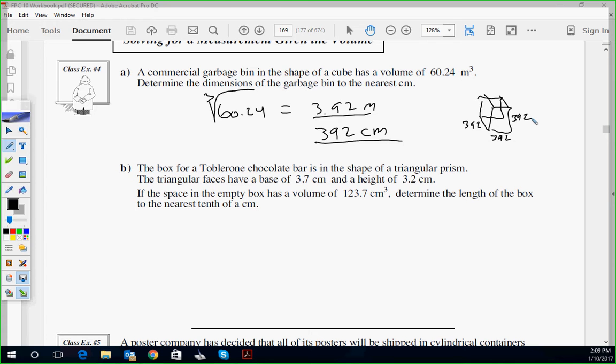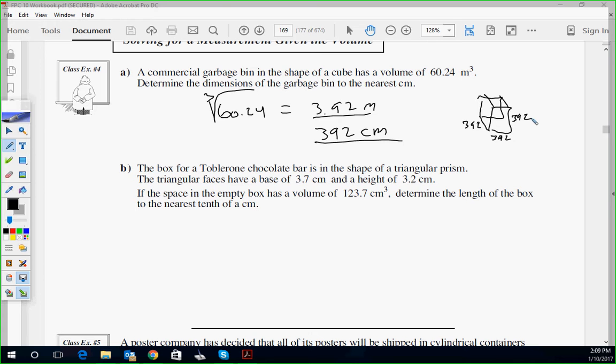Okay, the box. If you've seen these at the store, the Toblerone or whatever chocolate bar is in the shape of a triangular prism. They come in little cardboard tubes that have triangle bases. The triangular faces have a base of 3.7 and a height of 3.2. If the space in the empty box has this volume, what is the length of the box?